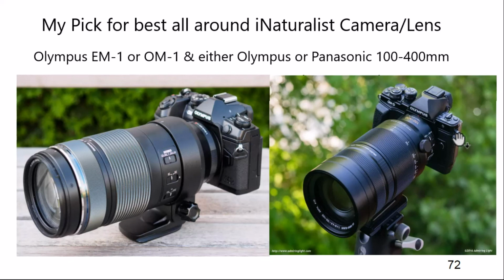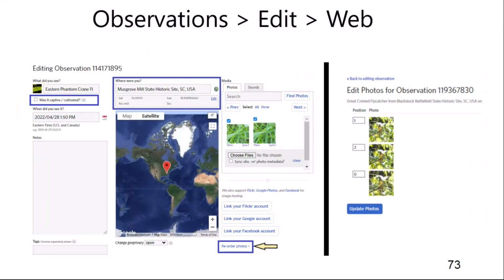This is kind of my pick for the all-around iNaturalist camera. It's good enough for birds, it's good enough for bugs, it's good enough for everything in between. And they're light enough and small enough. I get asked that often enough. That's kind of my go-to setup for iNaturalist. And we're going to go ahead and demonstrate this when we pull it up.